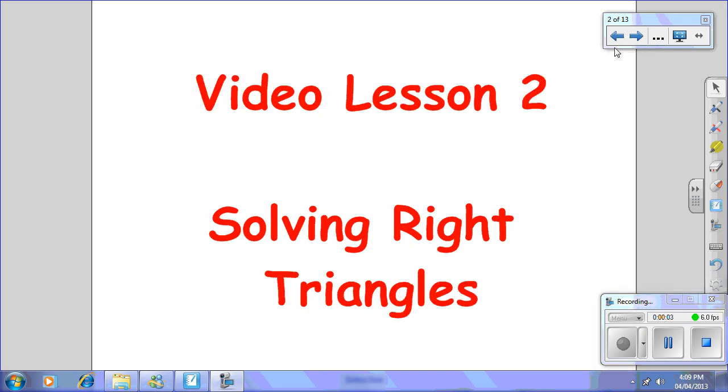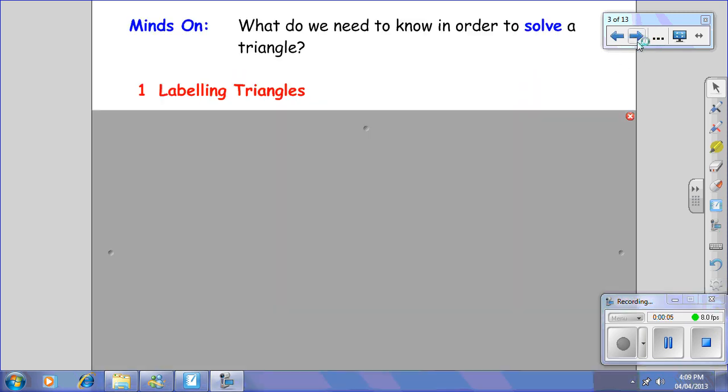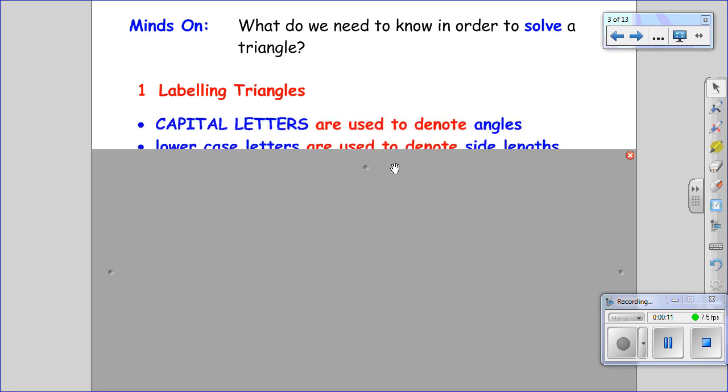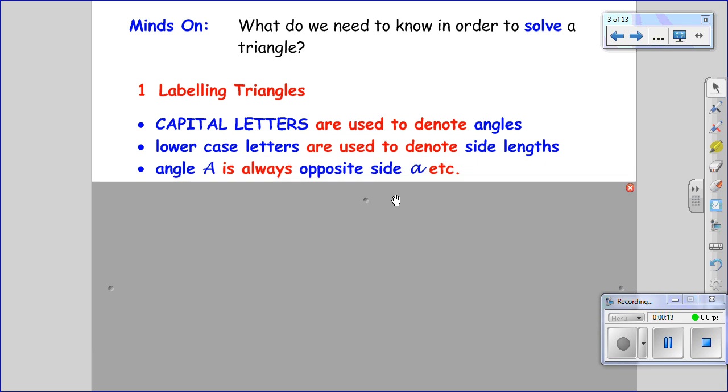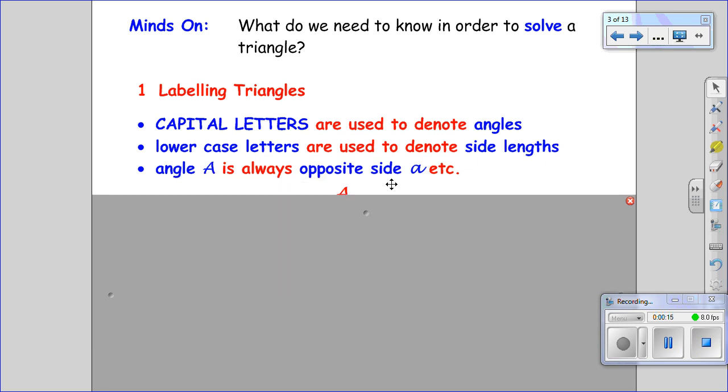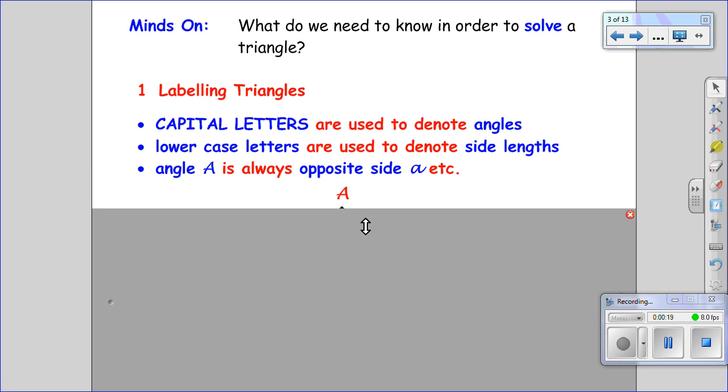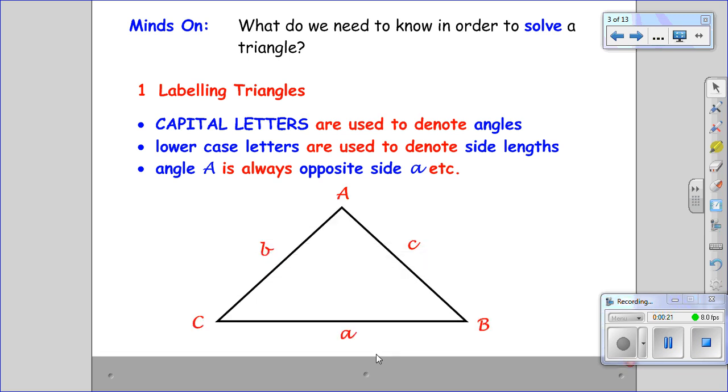Trigonometry, and solving right triangles. What do we need to know in order to solve the triangle? Well, the first thing we have to do is label our triangle. We have to use capital letters for angles, lowercase letters for sides, and we have to remember that side A is always opposite angle A. So we can create a diagram. Angle A is up here, side A directly across.